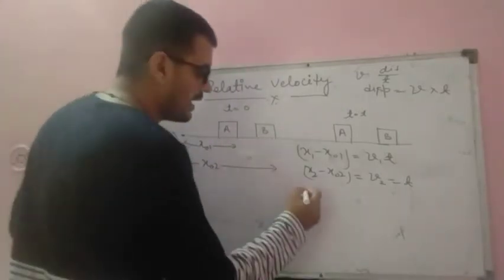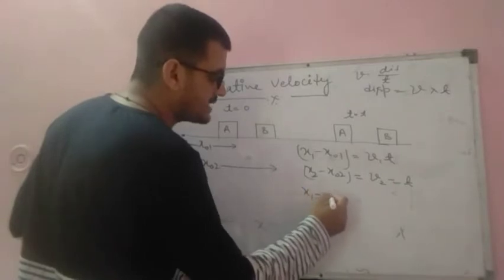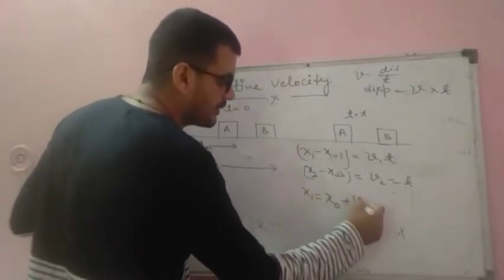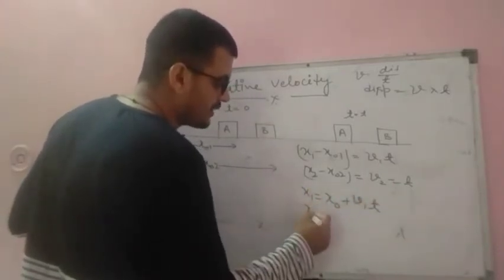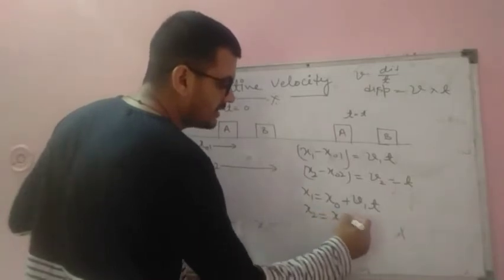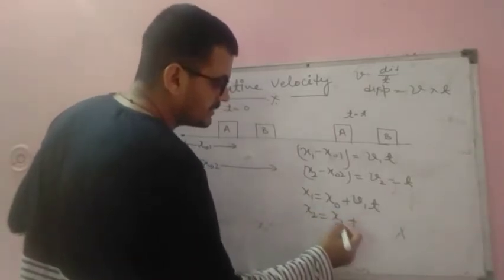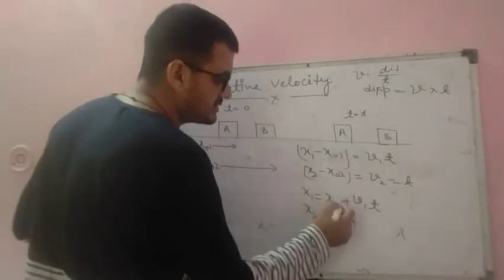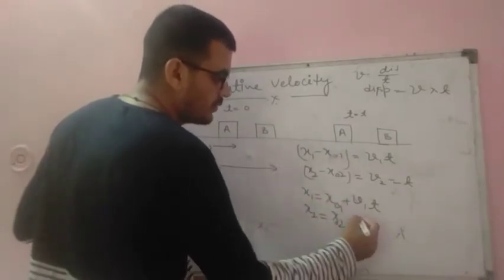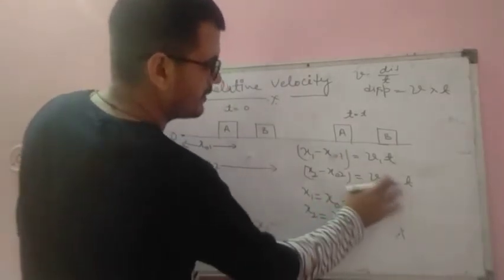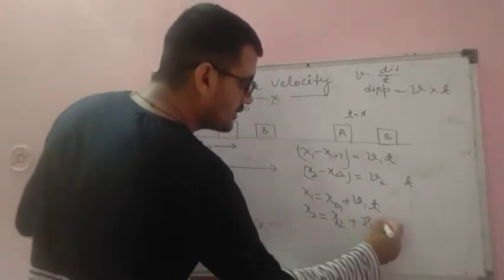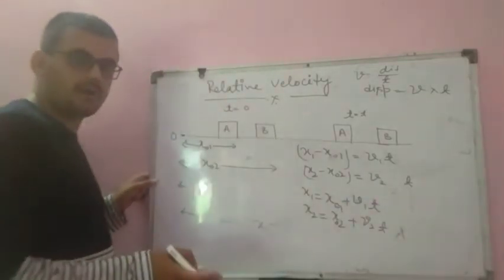How? x1 equal to x0 plus V1t. x2 equal to x0 plus V2 t. This one. Now what we will do?